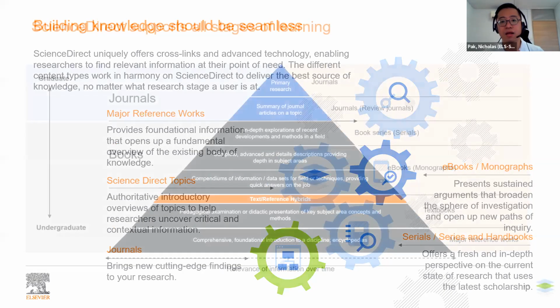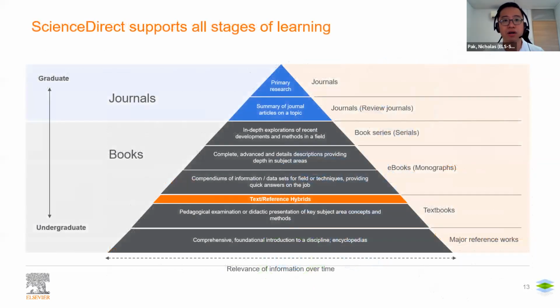And this is something that we summarize as this pyramid of knowledge, right, in terms of journals and books. So we have journals here, which indicate primary research and the summary of a journal article on a topic. And then we have books here, right, where you have major reference works as a comprehensive foundational introduction to a discipline, such as encyclopedias. You have textbooks, you have ebooks, and you have book series. And this really helps you to grow your knowledge in terms of understanding information.